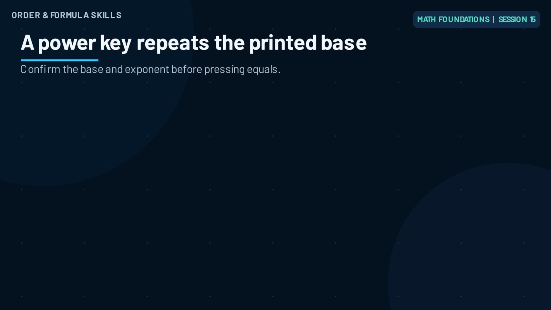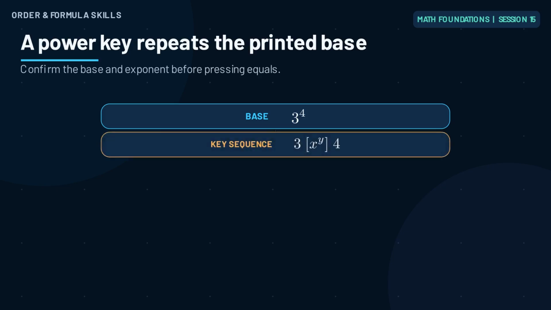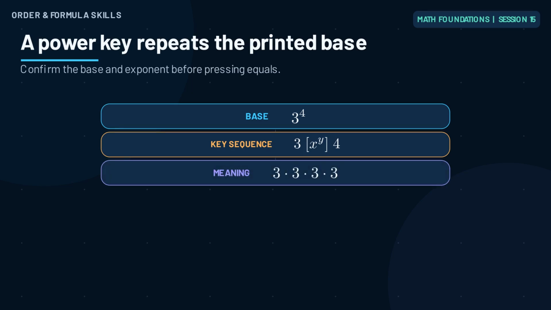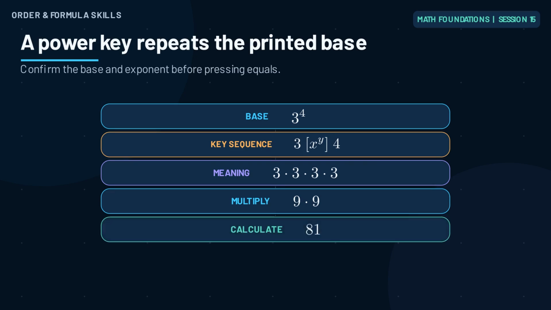A calculator power key repeats a base according to the exponent. Evaluate 3 to the fourth power. Enter 3, press the exponent key, enter 4, and close the entry if your calculator requires it. The expression means 3 times 3 times 3 times 3. The first pair gives 9, and 9 times 9 gives 81. The calculator should display 81.